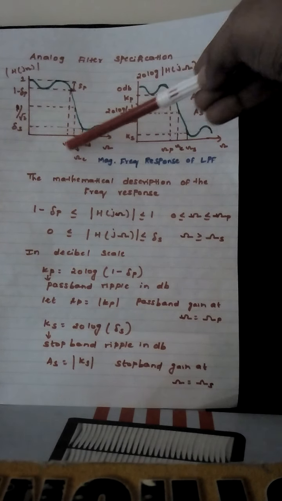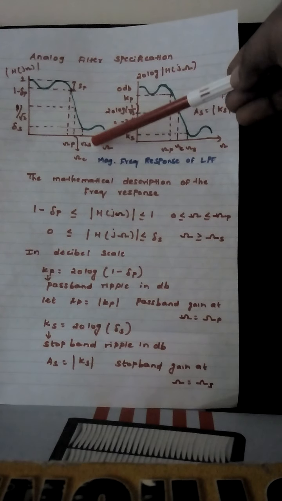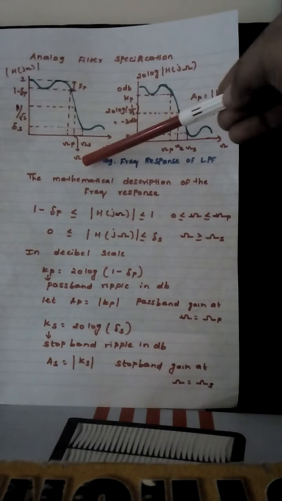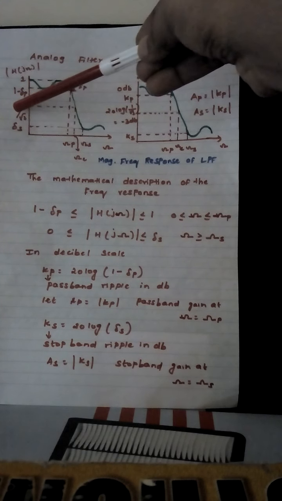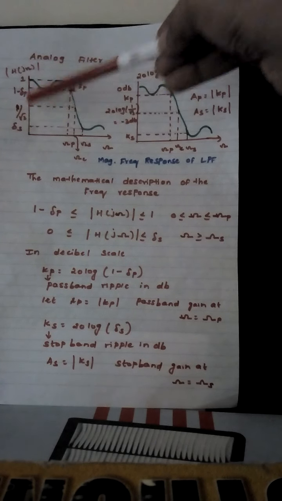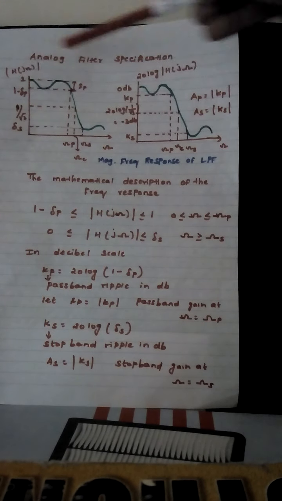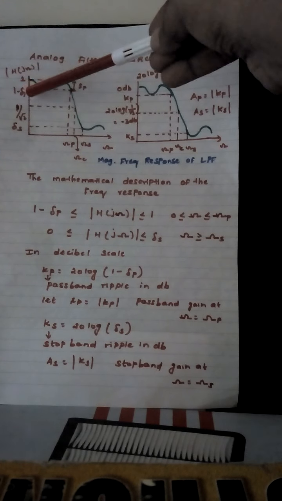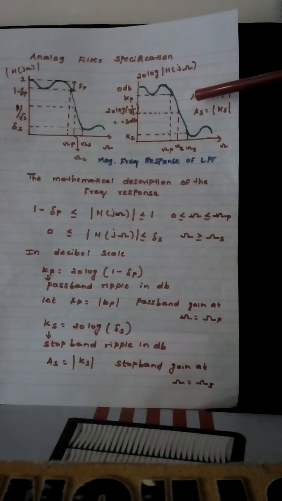The corresponding frequencies will be omega P and omega S, the passband edge frequency and the stopband edge frequency. In between we get the cutoff frequency, which occurs exactly at -3 decibels from the maximum value. If we convert everything into a decibel scale, 20 log of 1 will be 0 decibels, and 20 log of 1 minus delta P we consider as Kp. So Kp is nothing but AP.